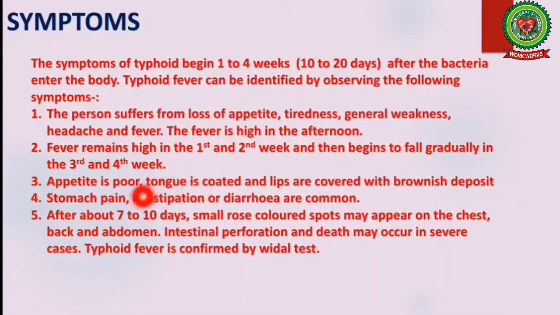Appetite is poor, tongue is coated, and lips are covered with brownish deposit. Stomach pain, constipation, or diarrhea are some of the common symptoms. About 7 to 10 days, small rose-colored spots may appear on the chest, back, and abdomen. Intestinal perforation and death may occur in severe cases. Typhoid fever is confirmed by Vidal test.